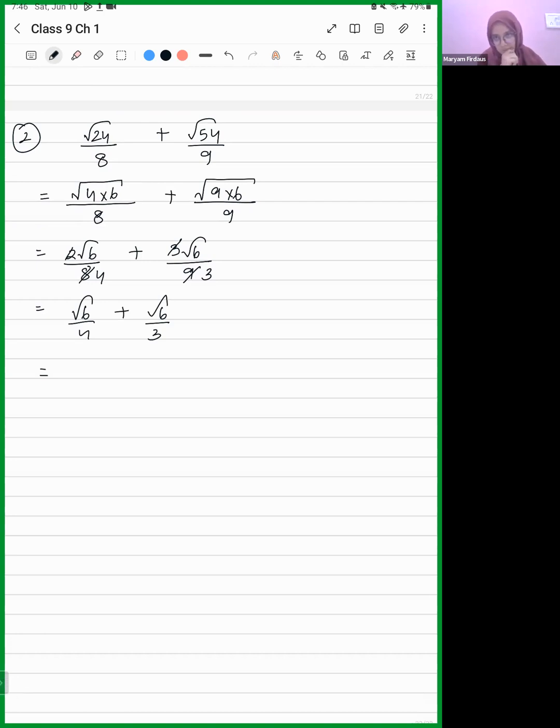Ma'am, do you have to do the LCM? Yep, we have to do the LCM. Ma'am, multiplied by 3, first one, and then multiplied by 4. So this becomes, tell me the final answer. 7 root 6 by 12. Very good. 7 root 6 by 12. Very good. Okay.